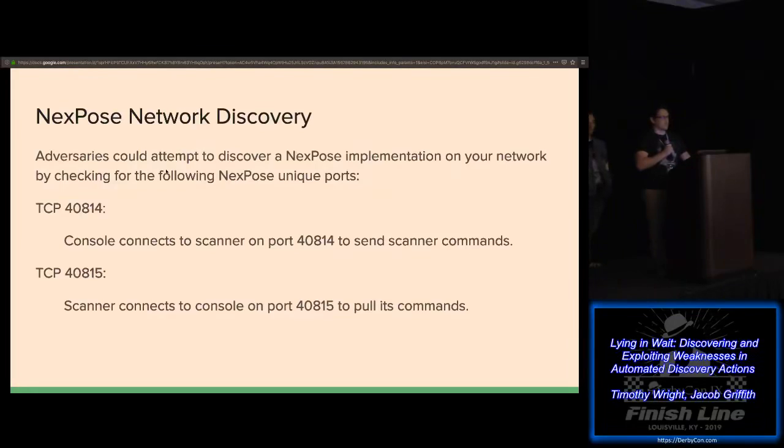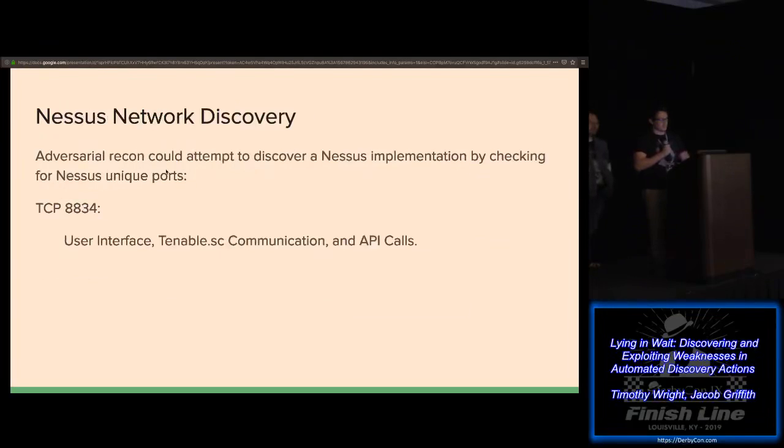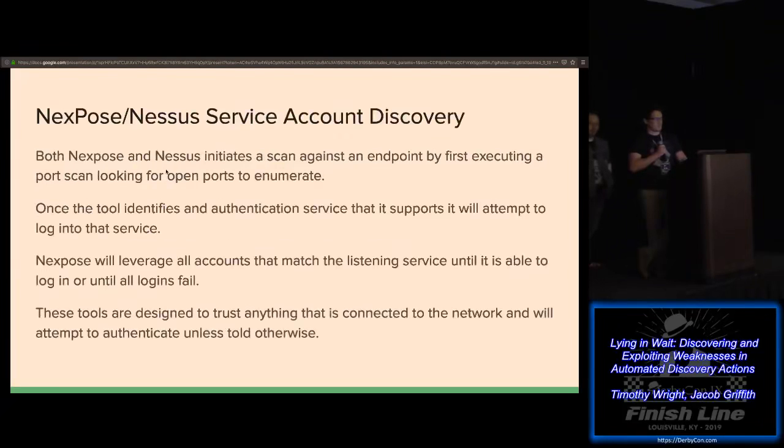For NexPose, that would be TCP 4814 and TCP 4815. TCP 4814 is used for the console to connect to the scanner and send the scanner commands. On 4815, the scanner connects to the console and retrieves its commands. Nessus also uses a unique port, 8834, and it uses this for the user interface, Tenable SC communication, and API calls.